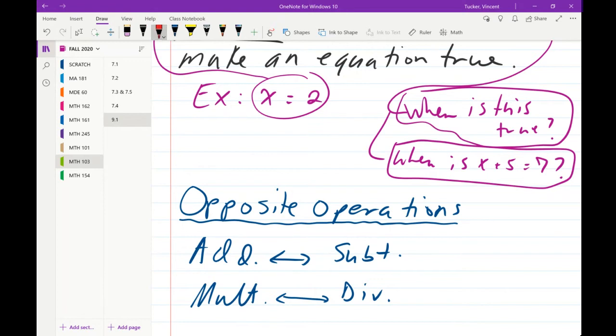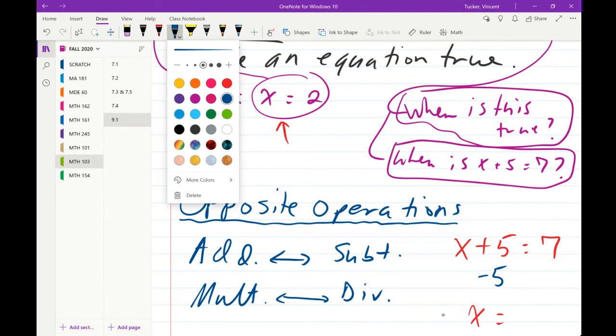So the reason why we would need to do that is because looking at our first example, if I have x plus 5 equal to 7, my goal is to get x by itself on one side of my equation. So I need to undo what's being done to x. If 5 is being added to x, I need to subtract 5 to undo that addition of 5.